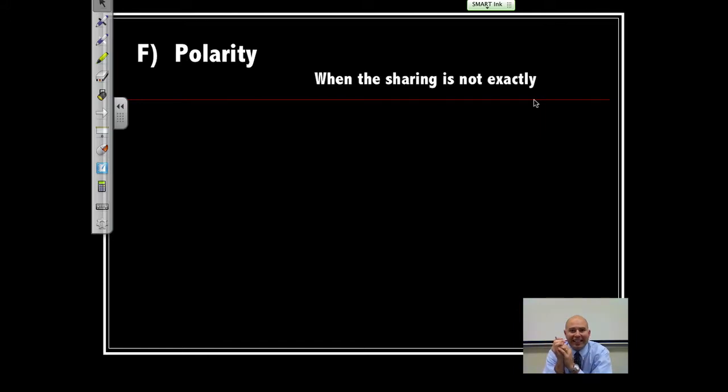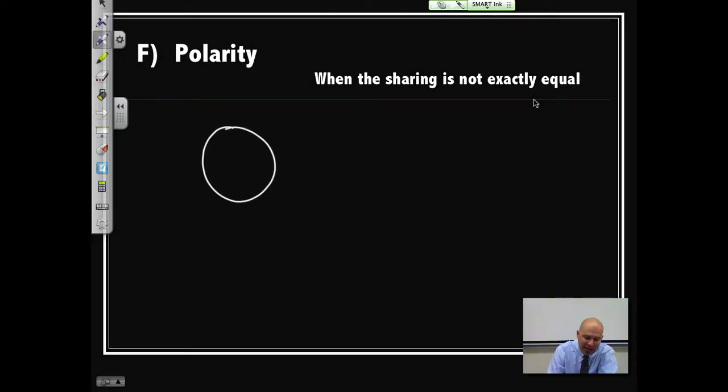All right, so the last thing that we got to take a look at here in terms of shapes and molecules and all that type of stuff is what's called polarity. Polarity is a description of when there's unequal sharing. Okay, so let's just, this is as simple as this.